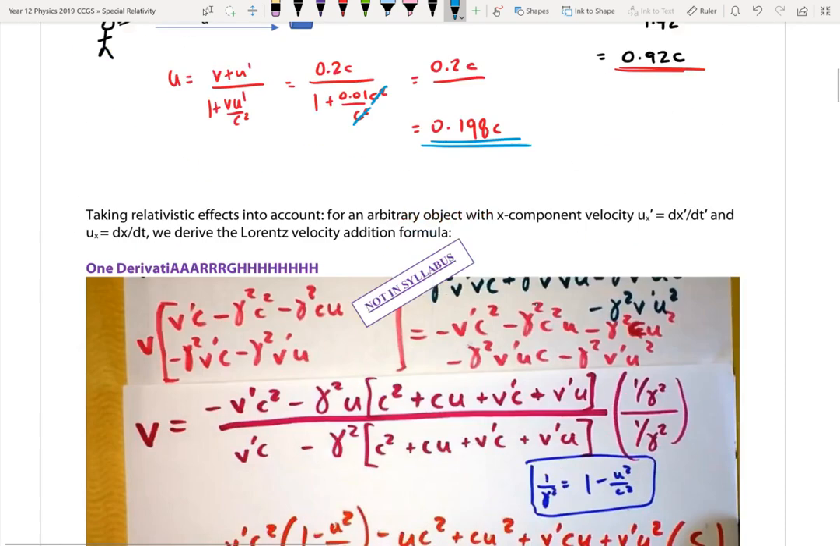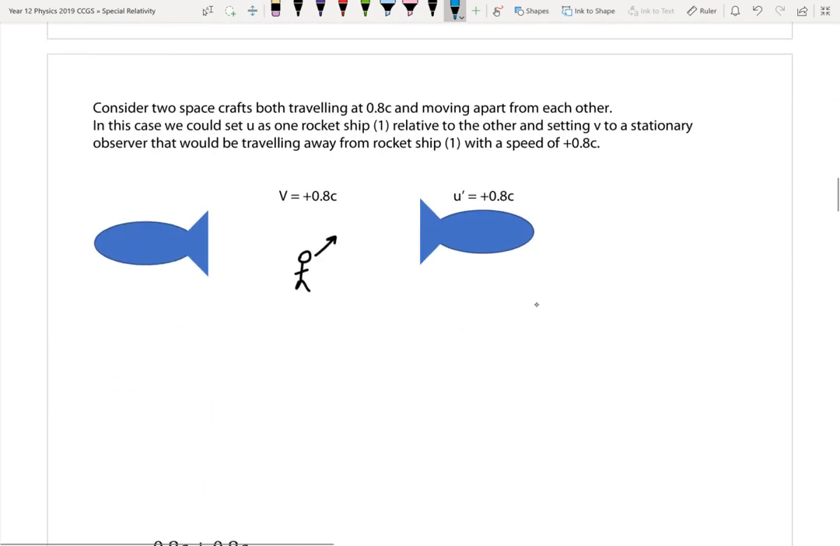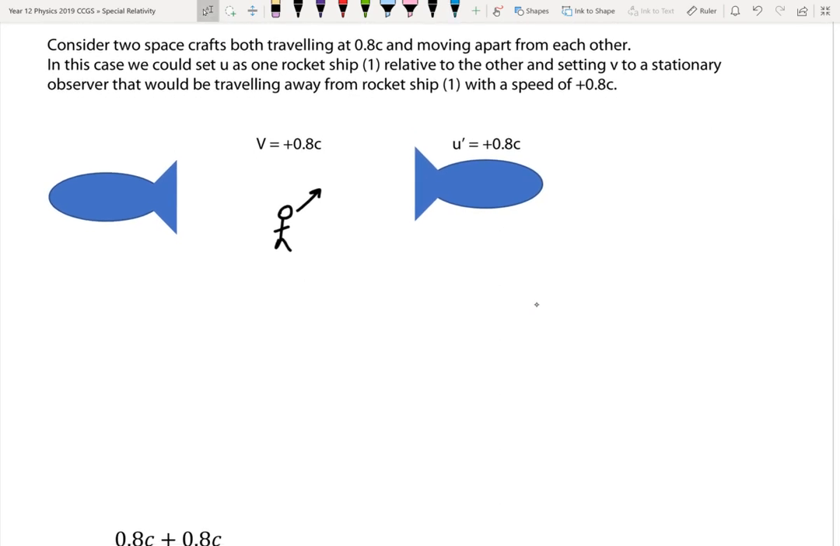Let's continue on with an example. Okay, it gets tricky. If you have 3 different pens, I'd like you to now consider 3 different coloured pens. Okay? So, now let's make things a bit tricky. Consider 2 spacecrafts, both travelling at 0.8c and moving apart from each other, and you're smack bang in the middle, the stationary observer. Okay?